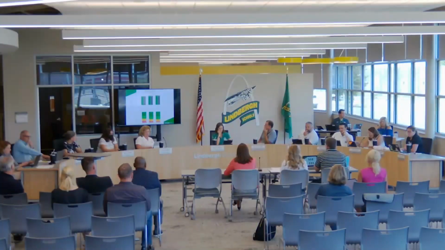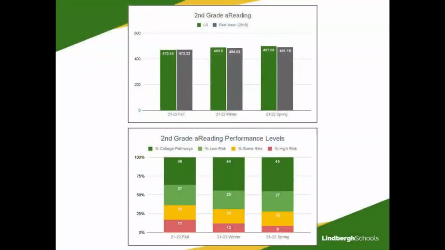So, second grade A reading there. If you look at the graph, this is the first time we outperformed the national mean, and we also outgrew them. We outpaced them, growing at a higher rate, and we outperformed them by 8.28 points. And then if you look at the bottom with the risk levels, a nice thing to look at.